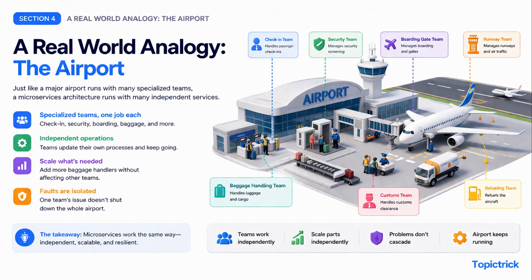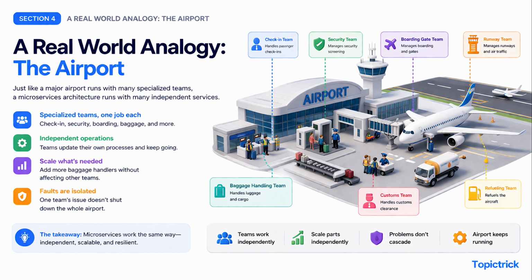Each of these is a specialized group focused on one job, operating independently. When the security team needs to update their scanning procedures, they do not need to consult the check-in team or the baggage handlers. They update their own process and carry on. The rest of the airport keeps running. If the baggage handling team is overwhelmed because 3 large flights landed at the same time, the airport can bring in more baggage handlers without touching any other part of the operation. The security team does not get doubled just because baggage is backed up.